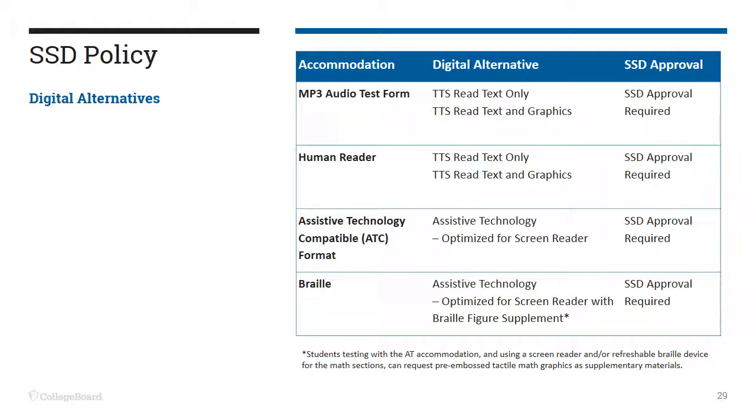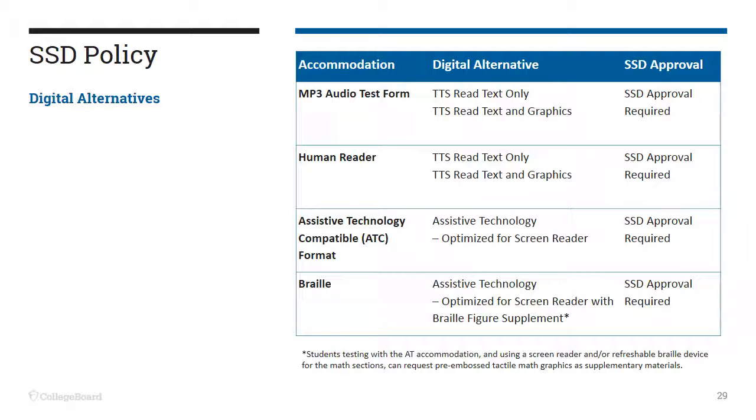If student is blind or has a significant visual impairment and reads or is learning to read Braille, the student may test with assistive technology optimized for screen reader with Braille figure supplement. If student has an identified reading-based disability that affects the student's decoding, fluency, or comprehension skills, the student may test with TTS Read Text Only or TTS Read Text and Graphics.